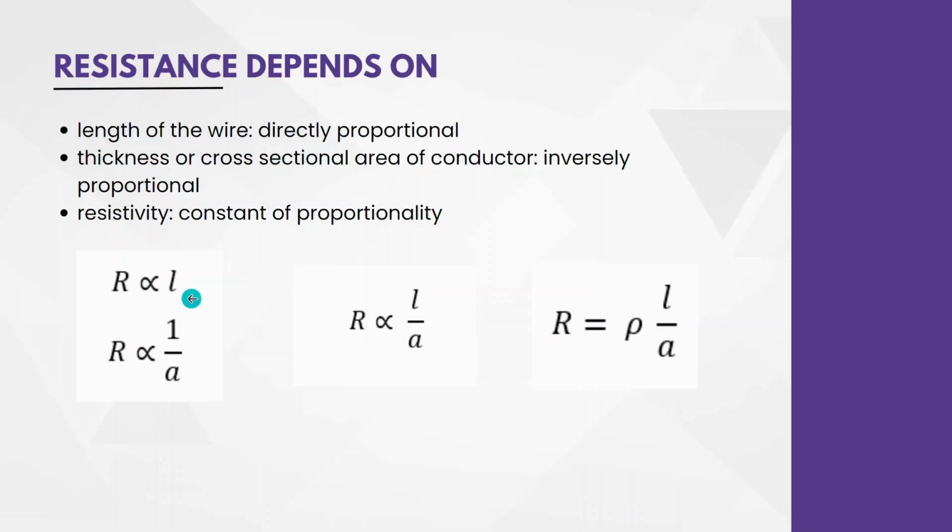R is directly proportional to L, which is the length of the conductor, and R is inversely proportional to A, that is the cross-sectional area. If I combine these two, I can write R is proportional to L by A. Now we remove this proportionality by introducing a constant called resistivity, which is represented by rho. So this symbol is called rho, and R equals rho L by A. This rho we call resistivity. Apart from this, resistance also depends on the material of the conductor.